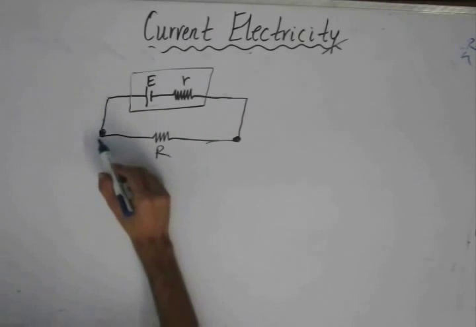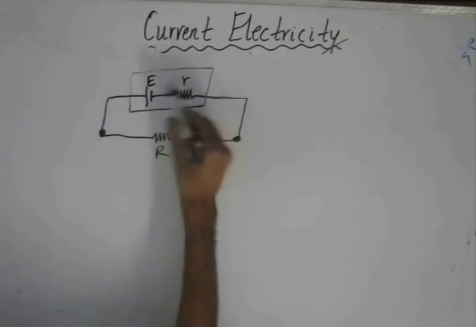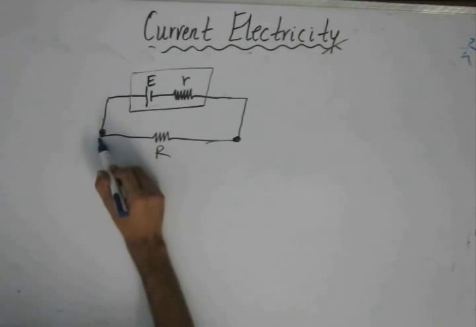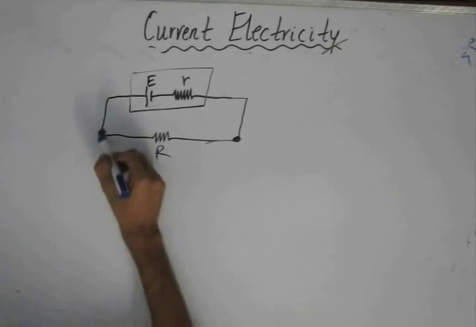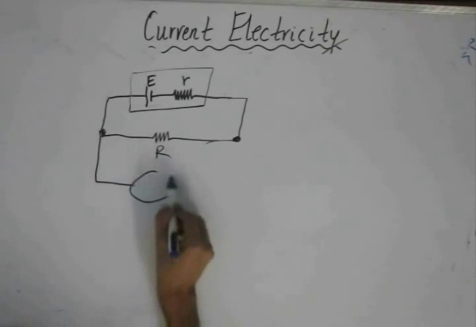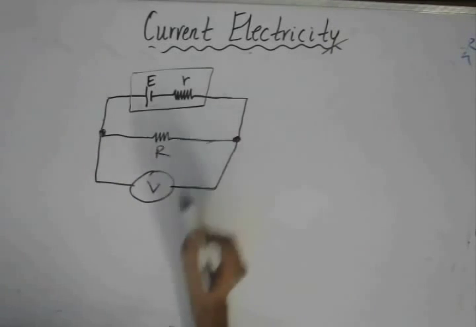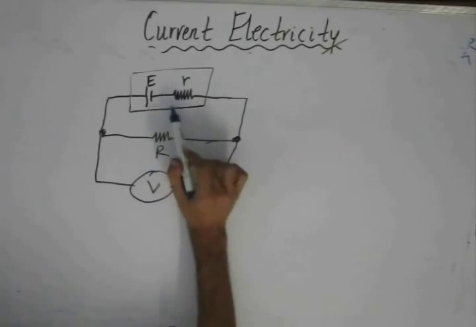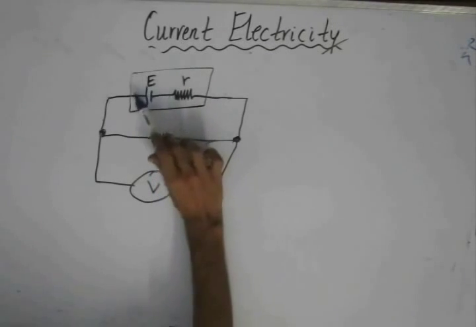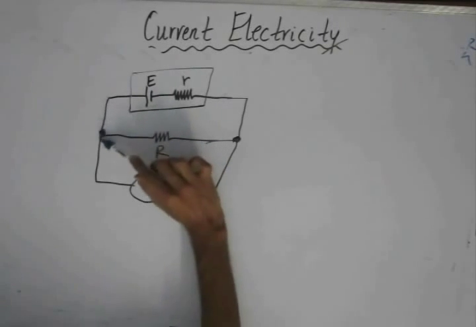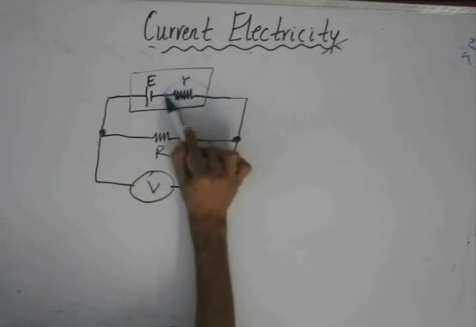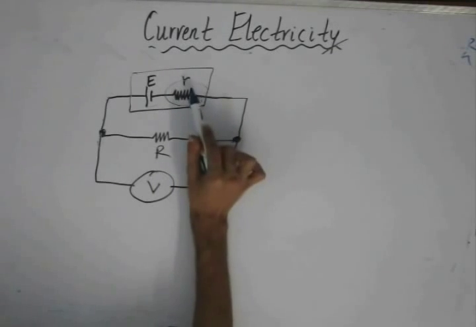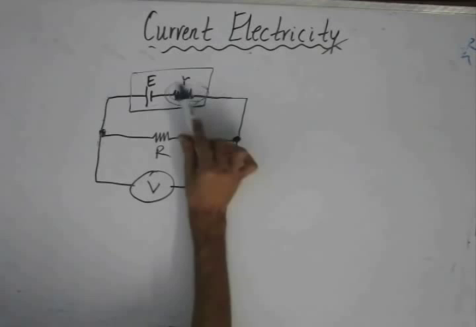So what we can do is connect a voltmeter across this cell. Suppose this is a voltmeter connected across the cell. Now, because of the internal resistance present in the circuit and because of the EMF source, we'll have some current. Because of the presence of the internal resistance, there would be some potential drop across this resistor R.